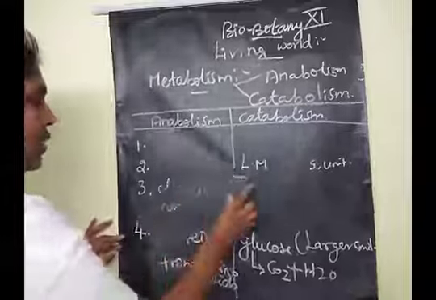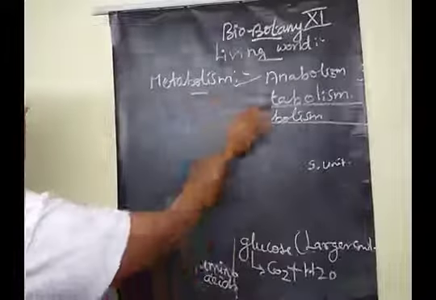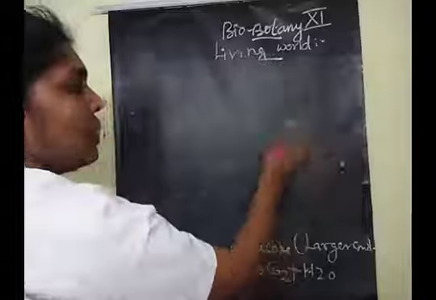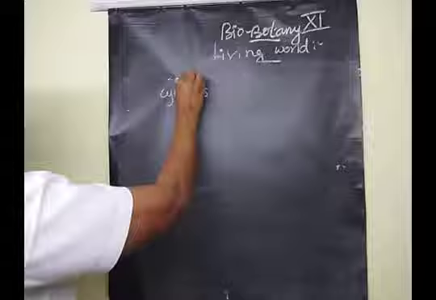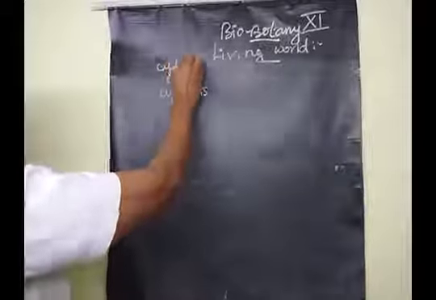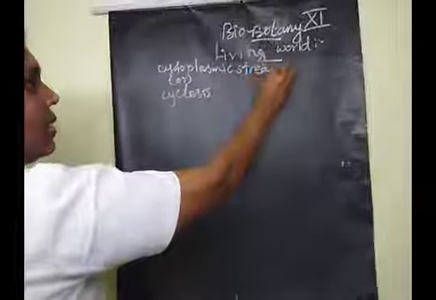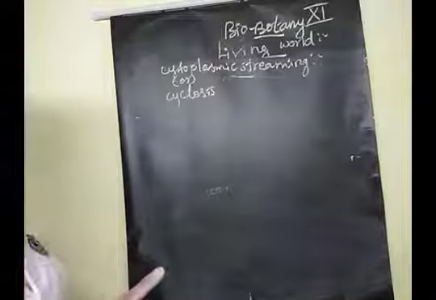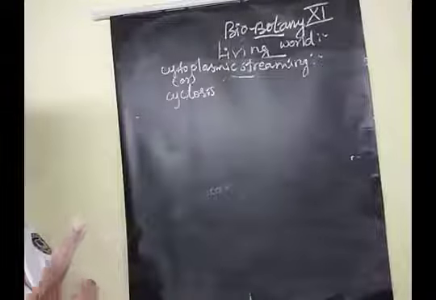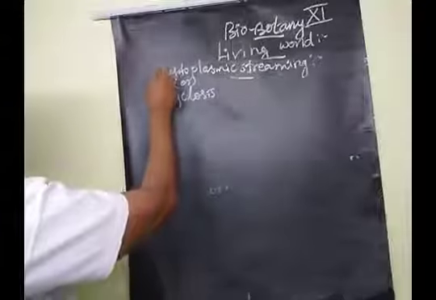Clear? So the next one we are going to learn is one of the 2 mark questions, children. What is meant by cyclosis or cytoplasmic streaming? Cytoplasmic streaming means movement of the cytoplasm. This is one of the very important 2 mark questions.